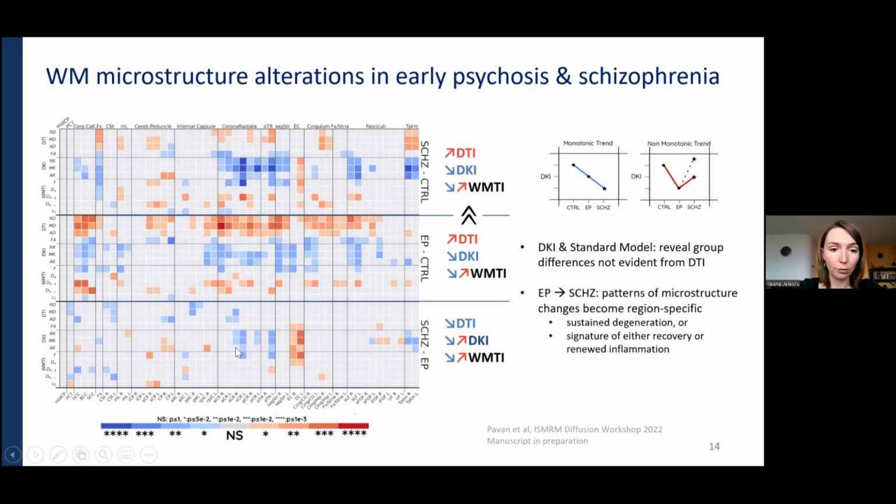So some of them, such as, for example, the corona radiata here, show sustained degeneration, so this monotonic trend of decrease, whereas other regions, such as the external capsule, for example, have a non-monotonic trend where this chronic schizophrenia stage actually shows a signature of either partial recovery or possibly also renewed inflammation. So we can really monitor the dynamics at a tract level, and they can be different across the brain.